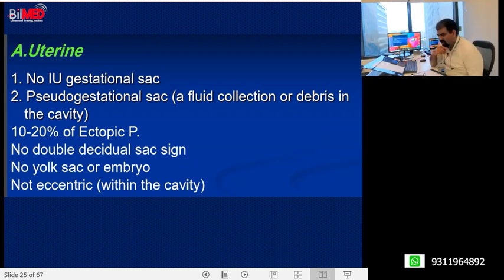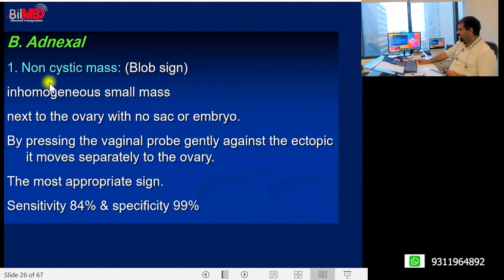Why? Because this is the fluid collection. Fluid will come into the center because center is the dependent part. This is discussed in the early pregnancy course in detail. So the point here is that from uterine, I will have no gestational sac. A pseudo-gestational sac can be seen, and how to see for this pseudo-gestational sac, we will go in detail within the next 2-4 slides. Now, from adnexa, I can see a non-cystic mass.